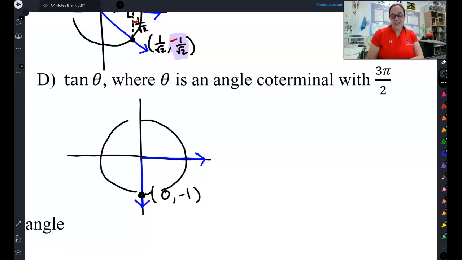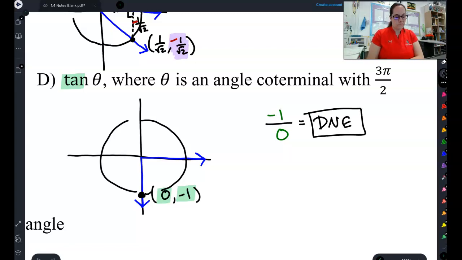Now I want tangent of theta. Tangent is y over x. So I take my y value divided by my x value. Negative 1 divided by 0. We can't divide by 0 in math, so this is undefined or DNE. Does not work.